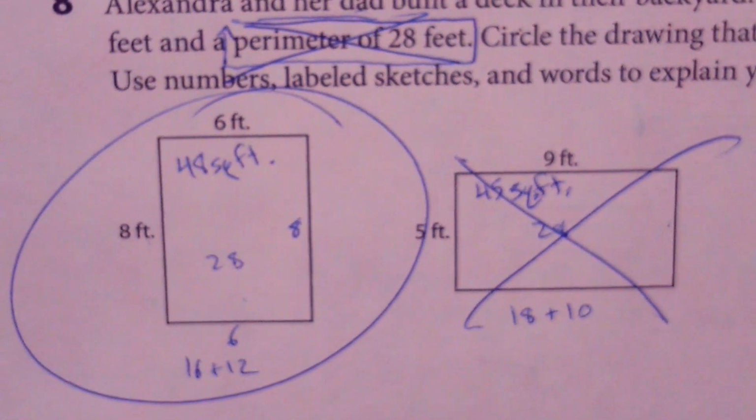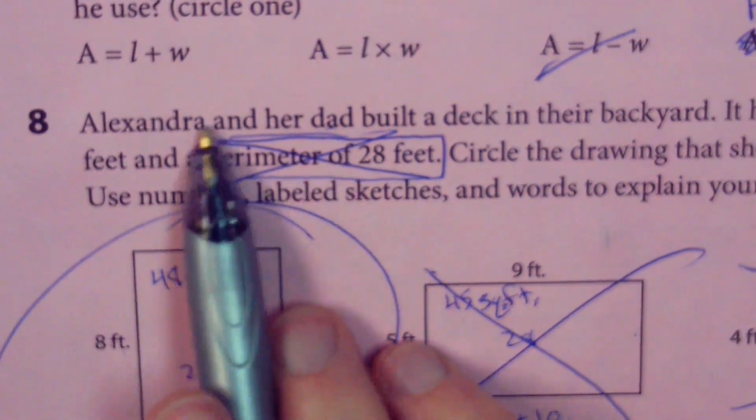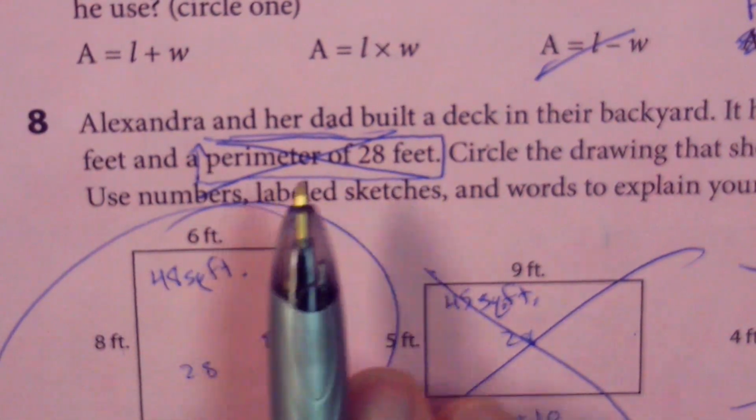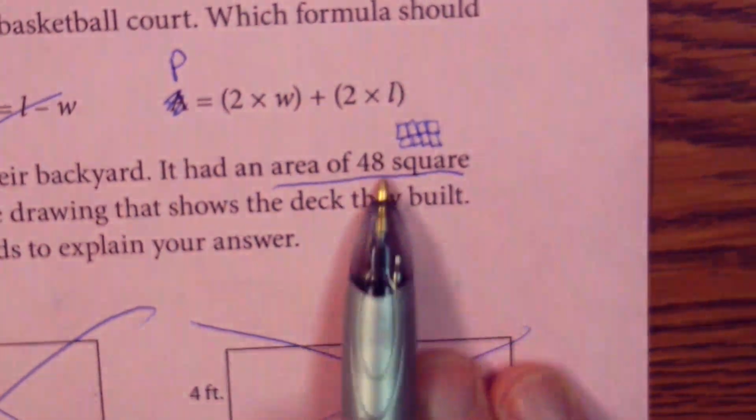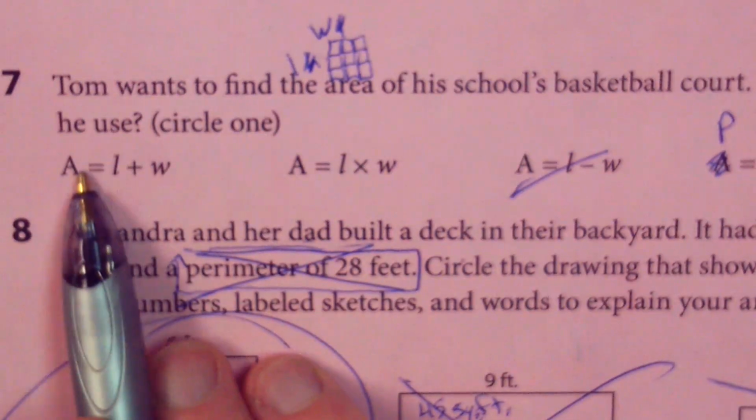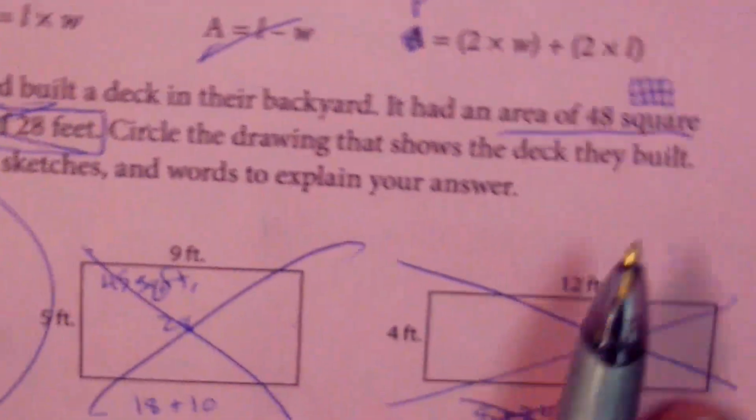Okay, so we use process of elimination to figure out which one was correct. I did start perimeter by adding up all the sides to figure out which ones were 28, and then we checked the last two by multiplying the length times the width. Right? That is our area formula.